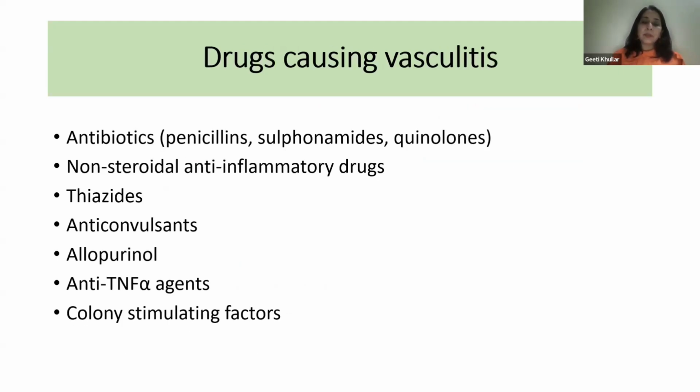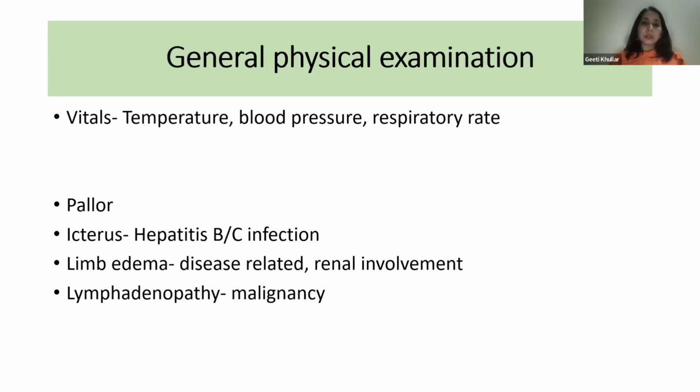Obviously, it is not a complete list. There can be many other drugs. Of course, ATT is also one culprit, which we sometimes see causing vasculitis. And then there are a host of other drugs like antibiotics, penicillin group, the sulfonamide group. Then there can be NSAIDs, thiazides, anticonvulsants, allopurinol, anti-TNF alpha agents, and some colony stimulating factors. So think of drugs. There may be some alternative medicines which the patient might have taken for some other disease, and that could have actually led to vasculitis. So take a very thorough drug history, because if you stop the culprit drug, the disease would actually go, and it has a good prognosis.